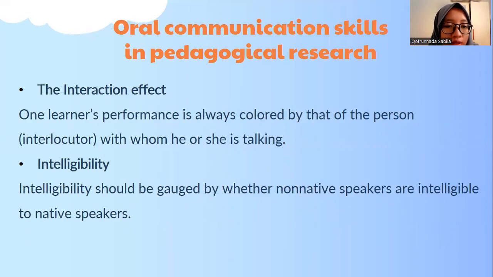And then the interaction effect. Nunan 1991 noted yet another complication in interactive discourse, what he calls the interlocutor effect, or the difficulty of a speaking task as gauged by the skills of the other interlocutor. In other words, one learner's performance is always colored by that of the person with whom he or she is talking. And then intelligibility. A now outdated model of English language teaching assumed that intelligibility should be gauged by whether non-native speakers are intelligible to native speakers.